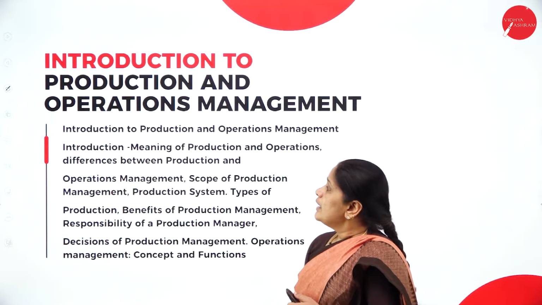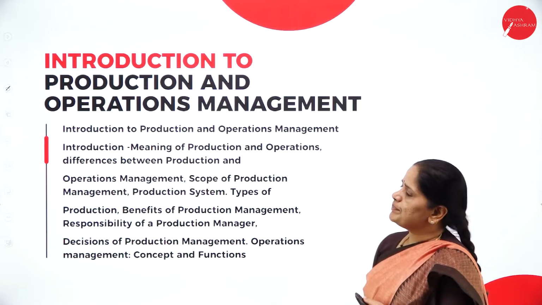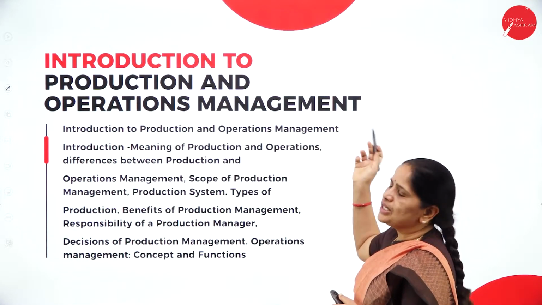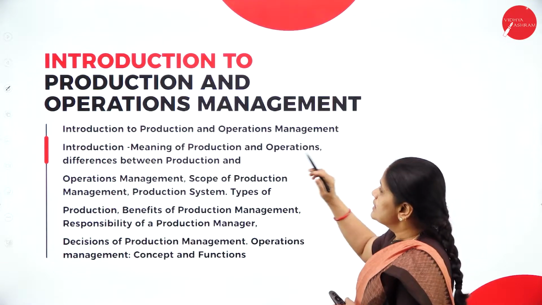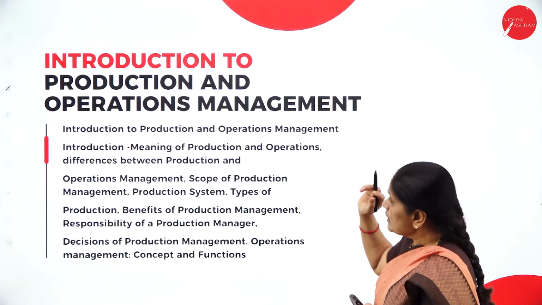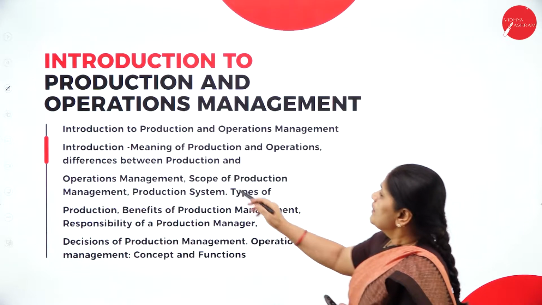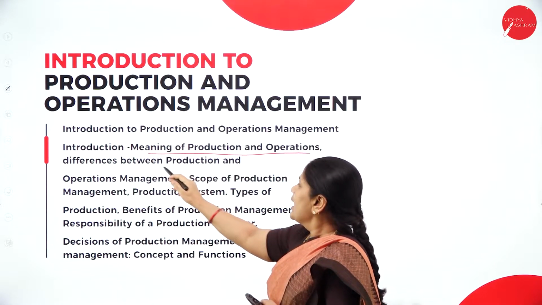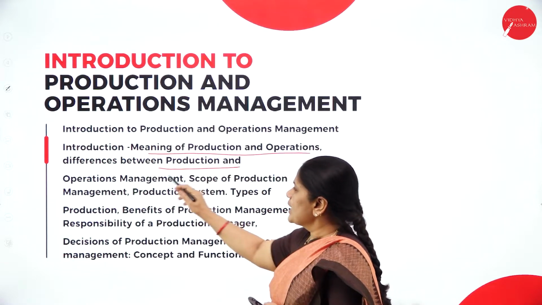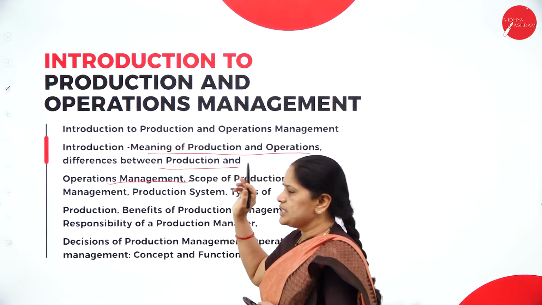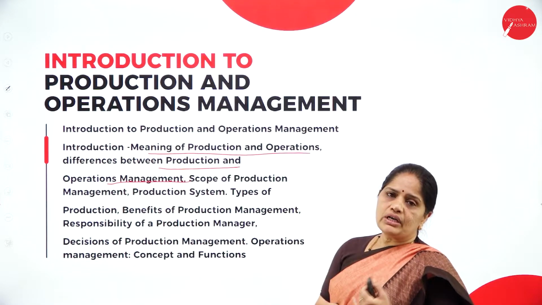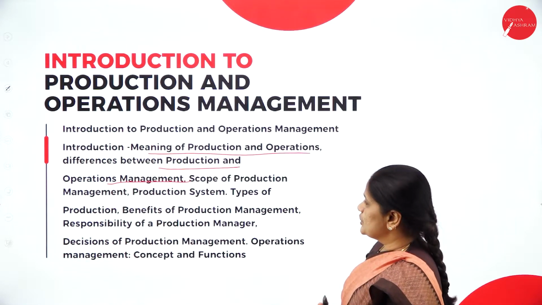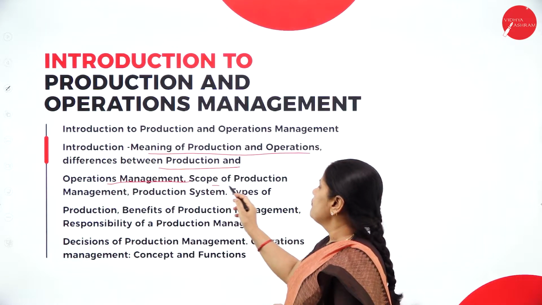Now, in this first chapter, that is Unit 1, Introduction to Production and Operations Management. So this is Unit 1. In this unit, we will be learning about the meaning of production and operation and the differences between production and operations management. So we will be learning about the meaning and also the difference between the two. Then the scope of production.